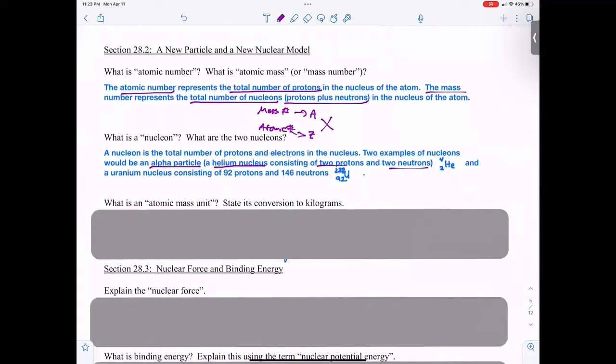Okay, another example would be a uranium nucleus that consists of 92 protons and 146 neutrons. Uranium has a symbol U. We put 92 protons, so the atomic number is 92 down there. And if we add those protons and neutrons together, you get 238, which goes for the mass number up above.